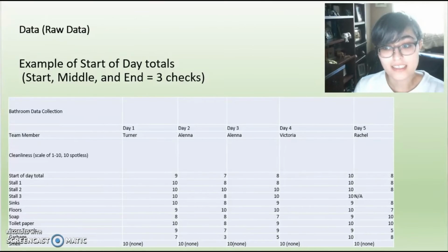Here I have an example of our raw data. This is a small portion of it. We scored aspects such as overall cleanliness, sinks, floors, soap amounts, toilet paper stocking, and garbage. You can see we collected quite a lot of data points to analyze.